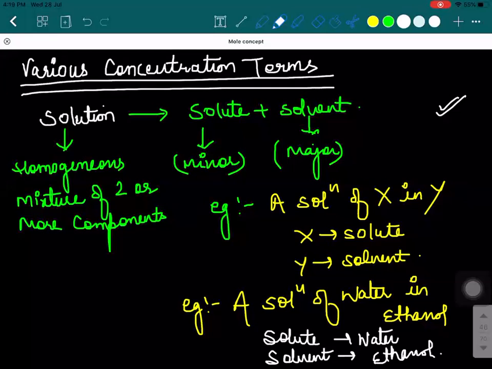If there is a problem in your net connection, you can watch the recording. But what I am saying, just a basic thing which you have studied in your 10th class also.